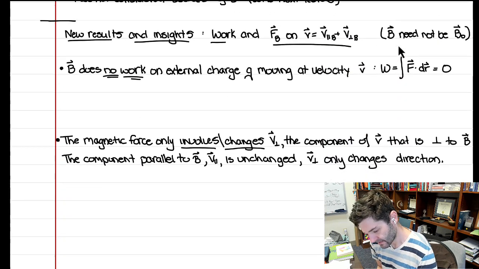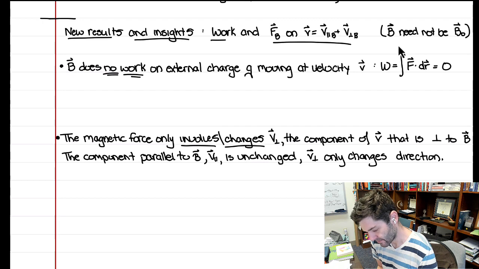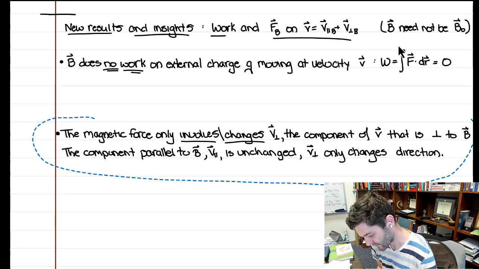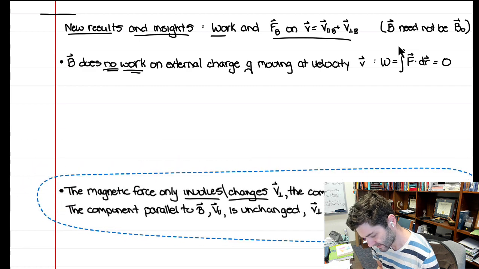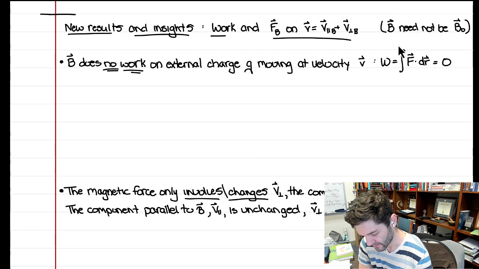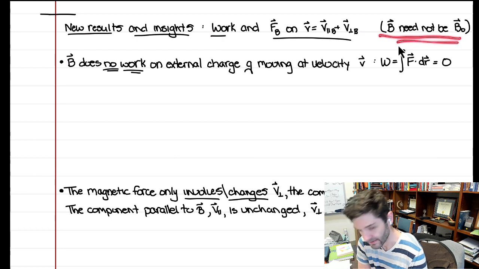So, I would like to do two new things that don't depend on whether or not B is uniform or not. So these are general results. I'll move that down and move it up when I need it. So some new results. First I want to talk about the work that a magnetic field does. And again, I don't need necessarily a uniform field for these results.